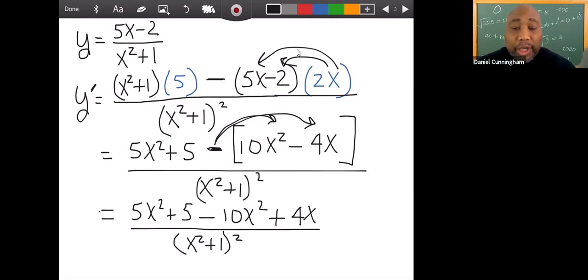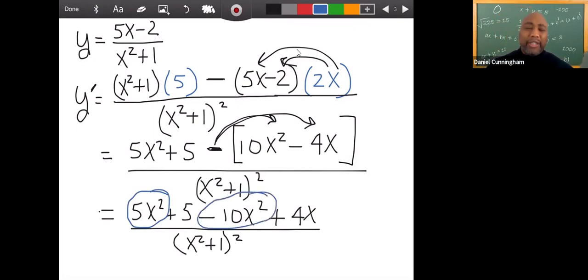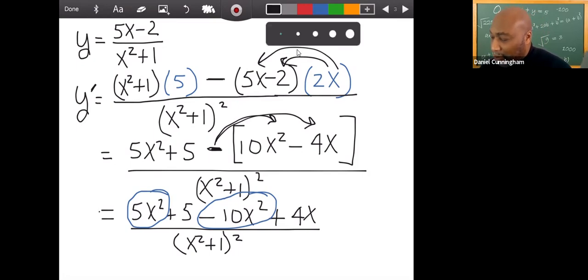And all you need to do is look and see, can we combine anything in the numerator? And in this case, we can. I will circle the ones we can combine. You combine this one and this term. And don't forget, that's a negative 10x squared. So as we look at the coefficients, let's see if I can squeeze it in here, guys. So I'm going to squeeze it right here.